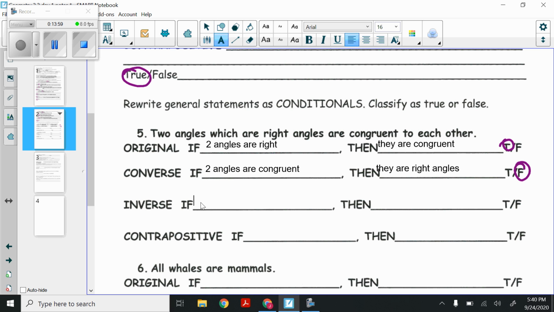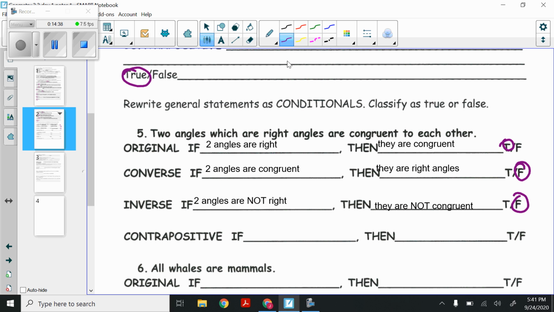So now we want to take the inverse. So the inverse, we take the original statement and we just put nots in. So the original statement, if two angles are right, is going to say if two angles are not right, then they are not congruent. And we want to know, is this true or false? Okay, so this is saying that only right angles are congruent. Well, I know that that's not true. I could have two angles that are 45 degrees be vertical and congruent, so this is false.